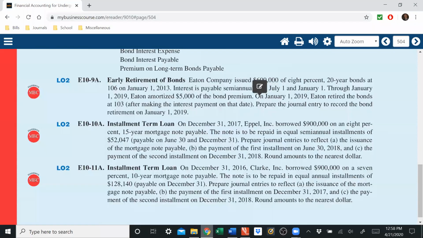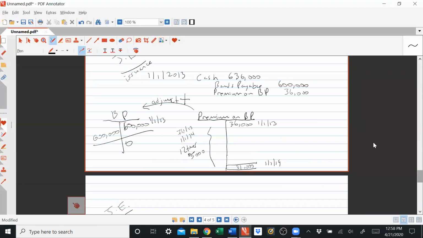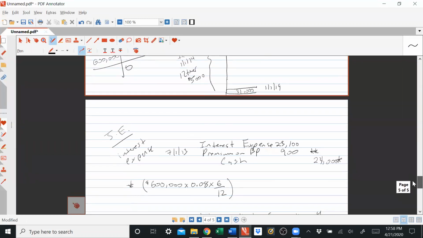If you just change this question, if you take out this sentence, if you replace this sentence right here with the following sentence: Eaton uses the straight line method to amortize their premium, then what we originally did is correct. We did the straight line method originally.